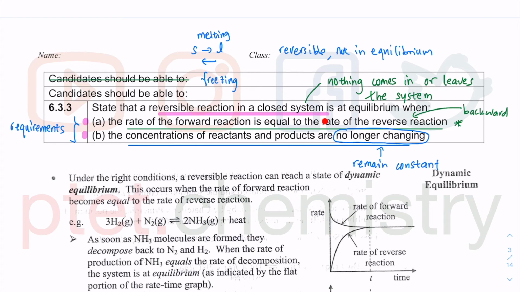But the two conditions, your rate of forward reaction must be equal to the rate of backward reactions. And then your reactants and products concentrations must no longer be changing. They must remain constant. They must remain unchanged. So you can use either of these words. They all mean the same thing there.